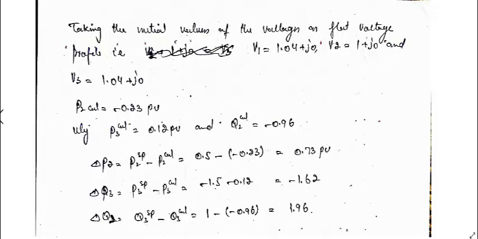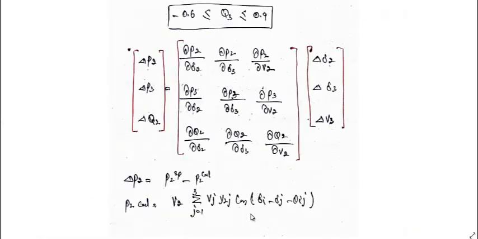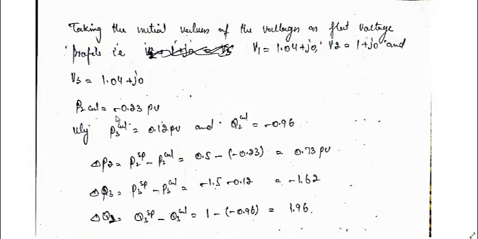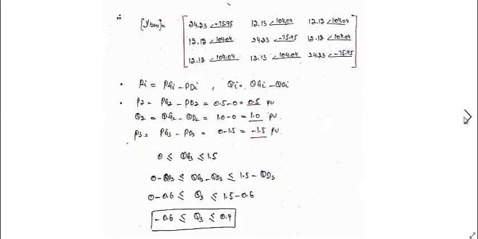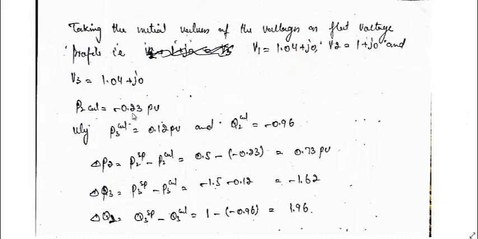So when we put these values in this equation, the voltages, deltas and the admittance values of the Y bus, we get P2 calculated to be equal to minus 0.23. Similarly, we can get P3 calculated as 0.12 and Q2 calculated as minus 0.96 by assuming these values. So delta P2 will be equal to P2 specified minus P2 calculated. P2 specified is 0.5, which we have calculated here, and P2 calculated is minus 0.23. It comes out to be 0.73.